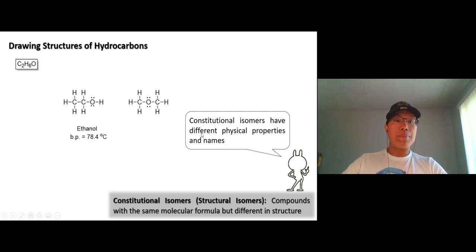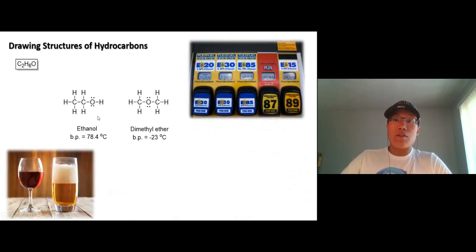All right. Constitutional isomers have different properties. Starting on the left side, we call it ethanol. Boiling point 78.4 degrees Celsius. But on the right side, that's dimethyl ether. The boiling point is negative 23 degrees Celsius. All right, so this is actually a gas at room temperature, but ethanol is a liquid at room temperature. The use or application is also different.